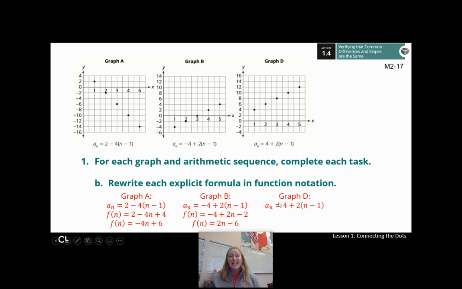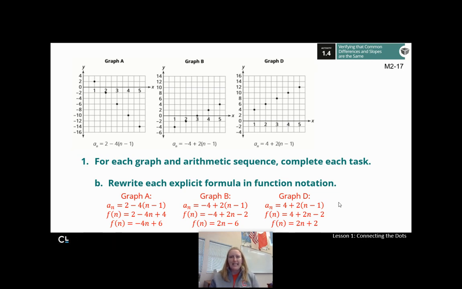I'm going to change my a sub n into an f of n. Got it. I'm going to distribute that 2, so 2 times n is 2n. 2 times a negative 1 is negative 2. I'm going to put my 2n up the front and then put my 4 and my minus 2 together. 4 minus 2, that is 2. Yay.